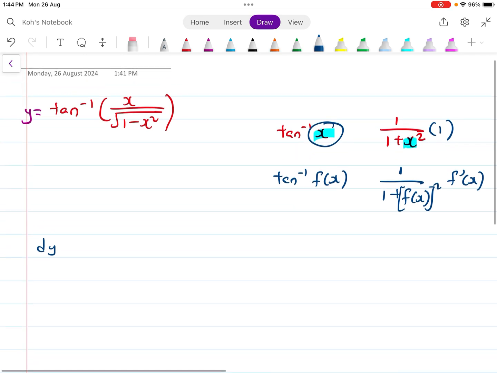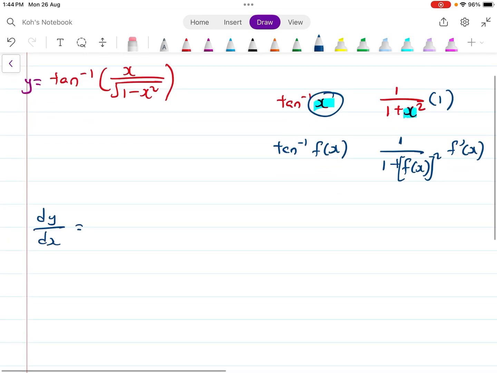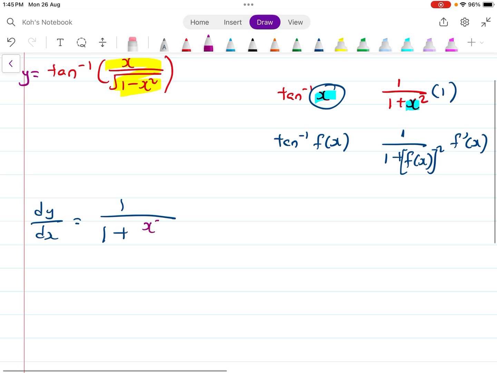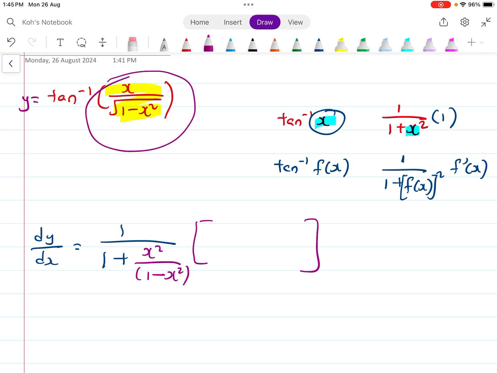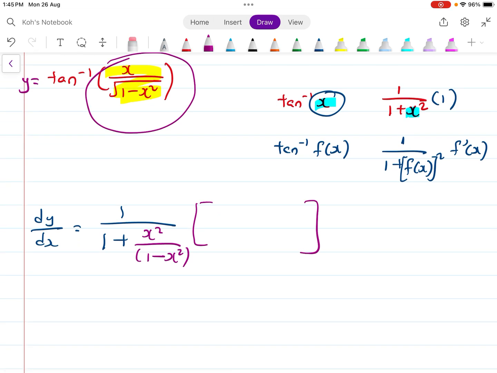dy dx is equal to 1 over 1 plus, so I just need to square this thing, x squared over 1 minus x squared, because when you square the square root, the square root is gone. Then you differentiate whatever you see here. Maybe I can use the quotient rule on x over 1 minus x squared to the power of half. I want to differentiate this, so this is f(x).